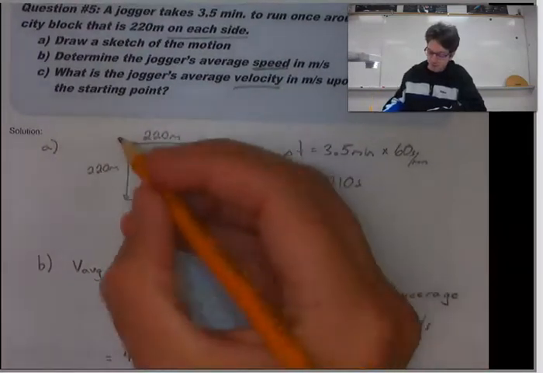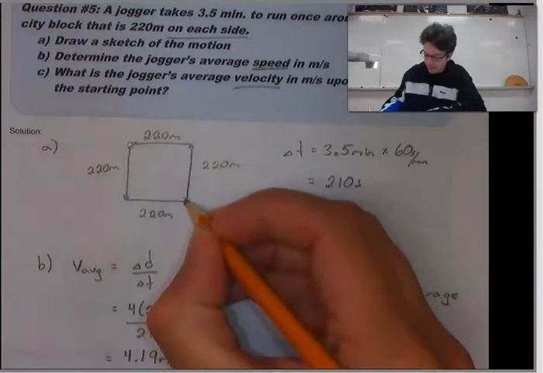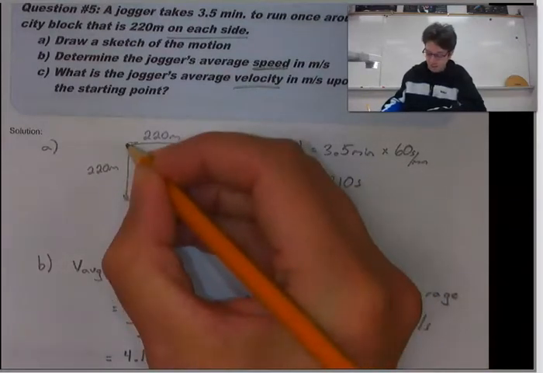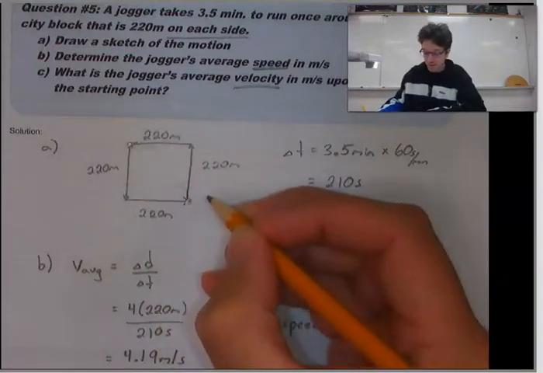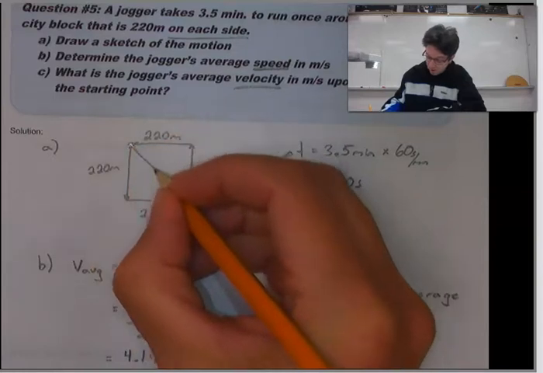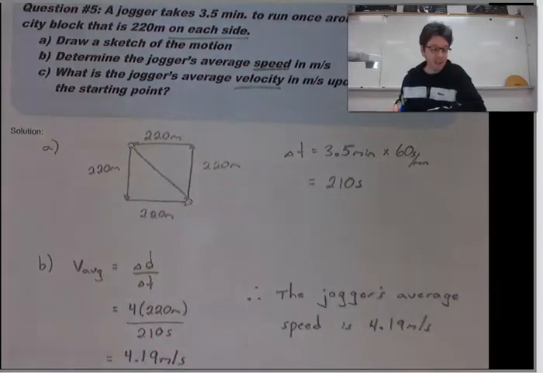Even if you were to go from here to here to here and stop here, your distance would be 220 plus 220, which is 440. Right? Your displacement would be whatever the length of that hypotenuse is. And that won't be 440. It'll be something less than that.